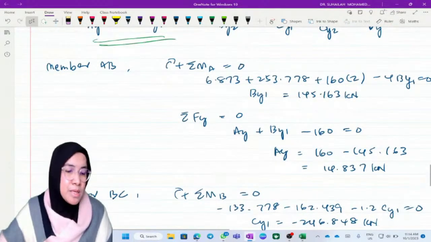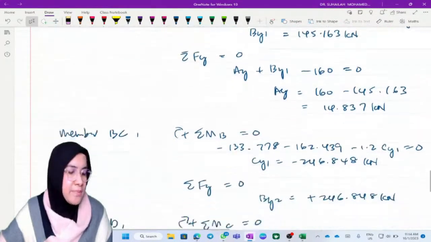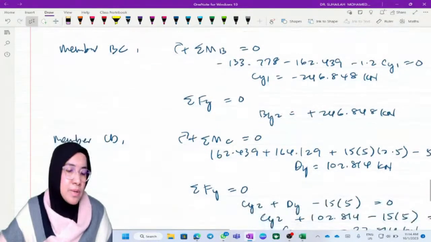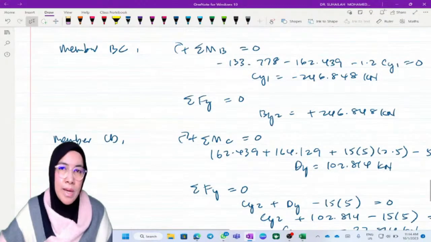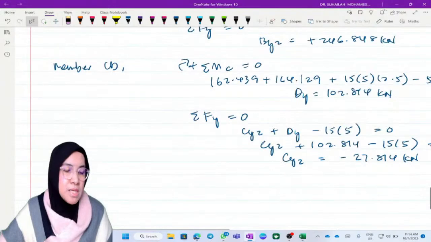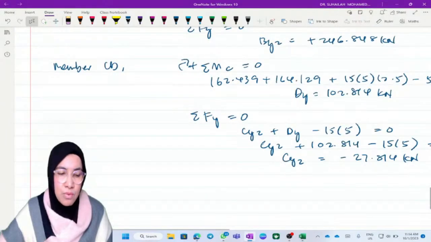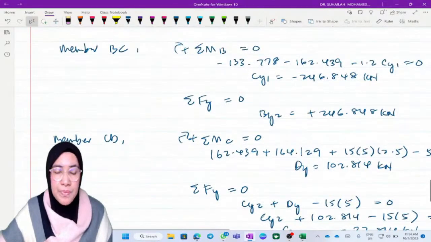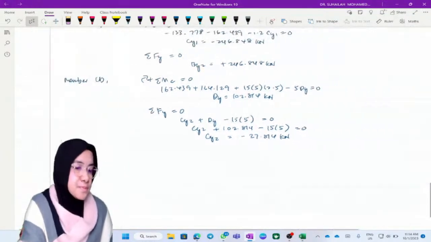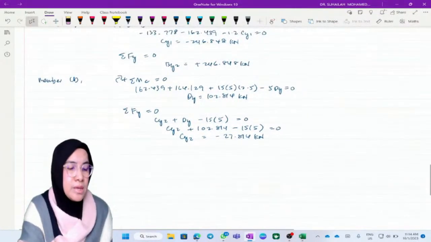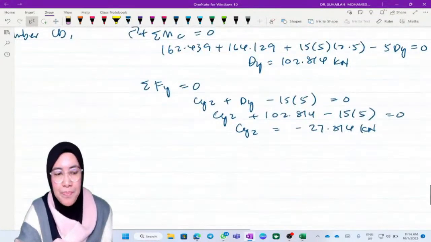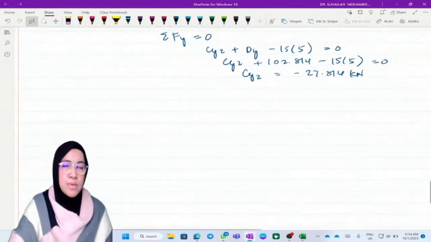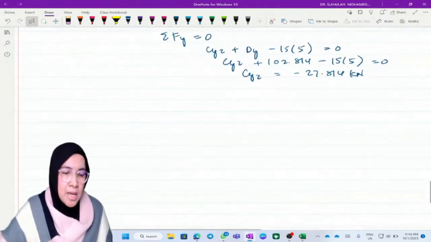We do it one by one. For member AB, we determine BY1 and AY. For member BC, we determine CY1 and BY2. For member CD, we determine DY and CY2. So these are all the shear values at each end. Now we want to draw the diagram. We will start with the shear force diagram.